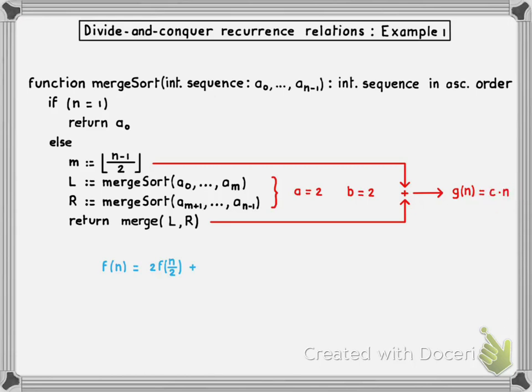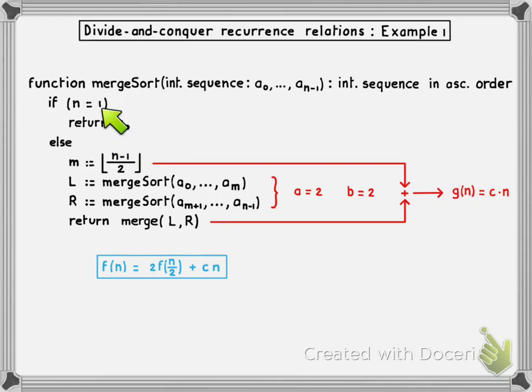So we can put that into the recurrence relation here. And the final form of this recurrence relation then is f of n equals 2 times f of n over 2 plus c n, where c is some positive constant. Now remember, next we're going to solve this recurrence relation, and in order to find a unique solution, which is the runtime of this algorithm, we need one more piece of information, that is the initial condition. Now in this case, the initial condition is the runtime of the base case of the algorithm.